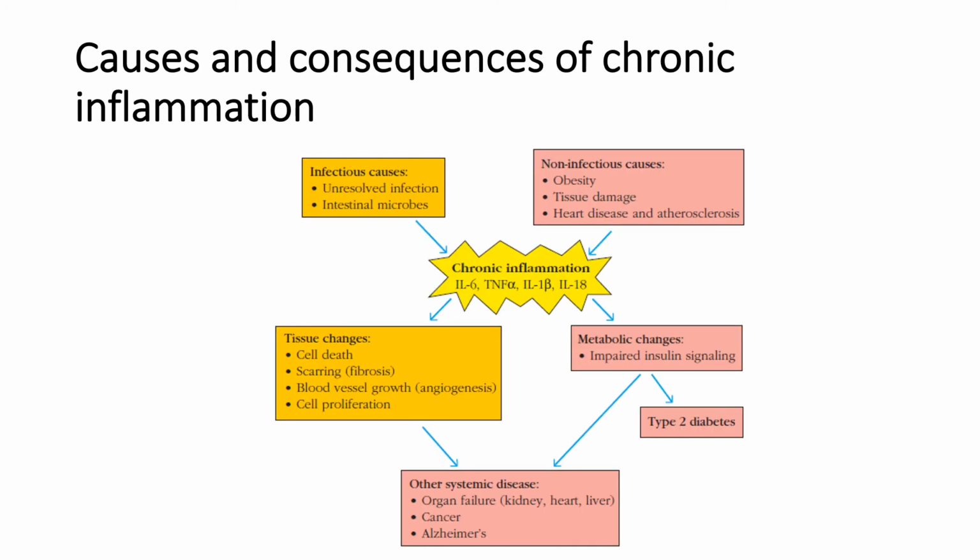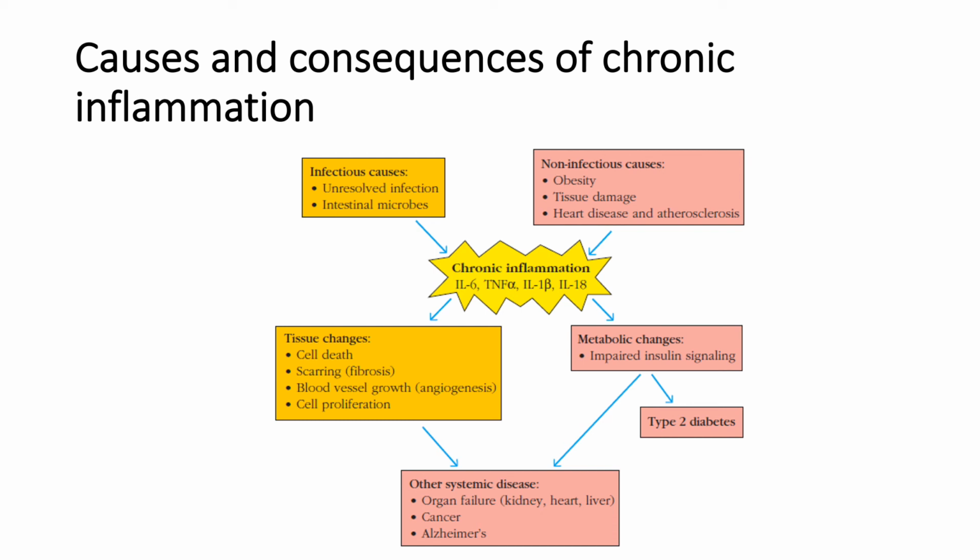Okay, so what are the causes and consequences of chronic inflammation? So in the middle, the yellow one, you see the zigzag box, that is chronic inflammation where IL-6, TNF alpha, IL-1 beta is being produced. Okay, so how is it being produced? These cytokines are produced because of some infectious causes and some non-infectious causes. Some infectious causes could be unresolved infection, intestinal microbes. Okay, these can result in chronic inflammation.